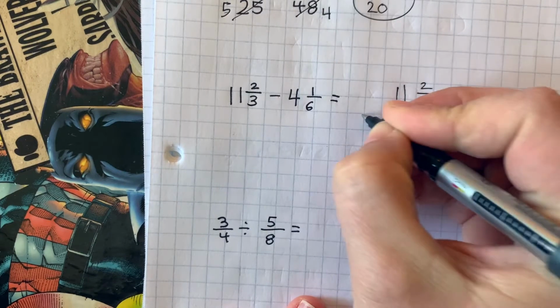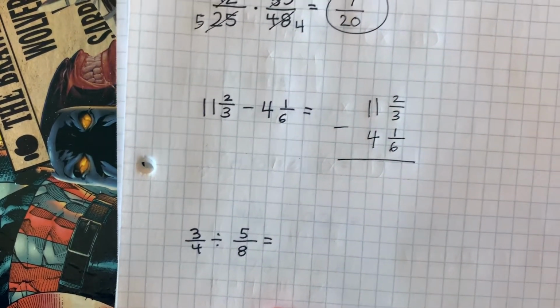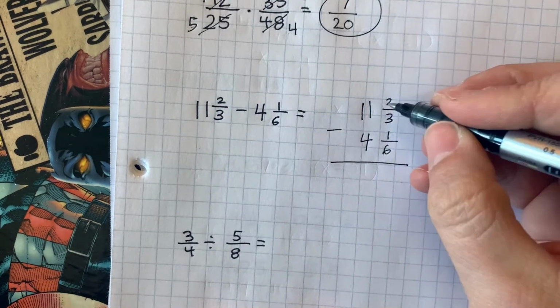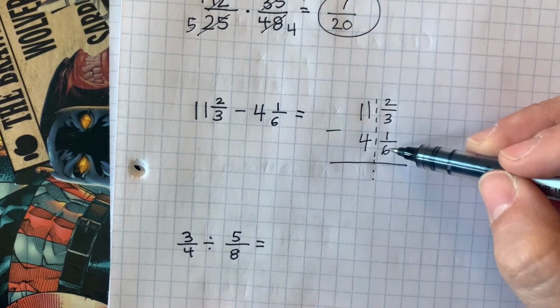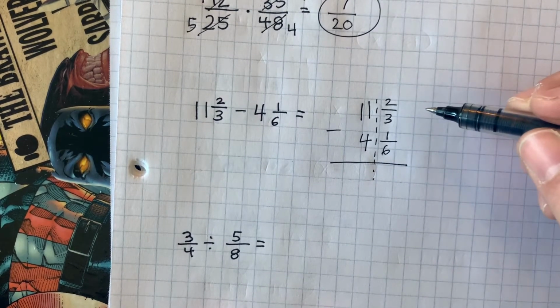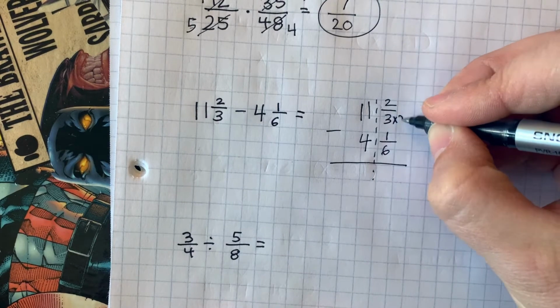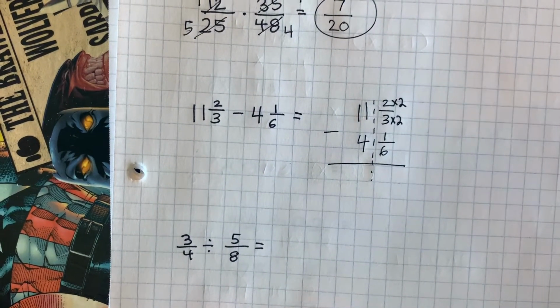Mixed number stuff. I'm going to use my stacking method. Do you remember this? So, boom, boom, boom. Just like that, separating my fractions and my whole numbers, I need a common denominator. So I'm going to turn this into a fraction where 6 is the denominator.